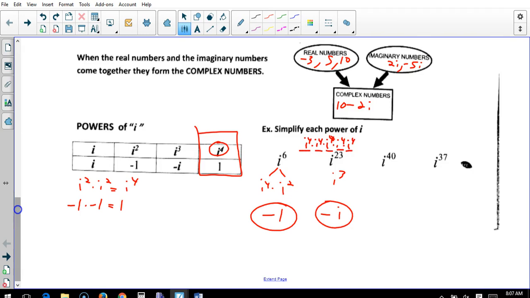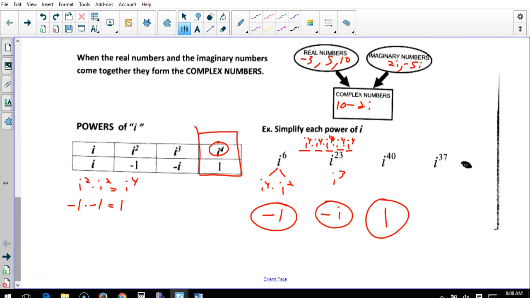1, 2, 3, 4, 5. Every one of those i to the fourths is 1. And this is 4, 8, 12, 16, 20. So that takes care of 20 of those i's. They're gone. How many are left? 3. And i cubed is negative i. So we can always bring everything back to this chart. So i to the 40. Well, how many times is 40 divided by 4? 10 times, right? 4 goes in evenly. So every group of 4 is 1. And since there's 10 groups of 1, that ends up just being positive 1.